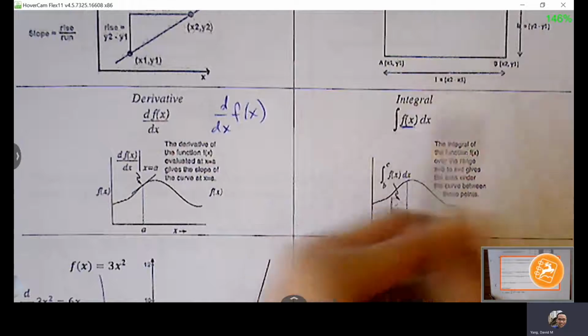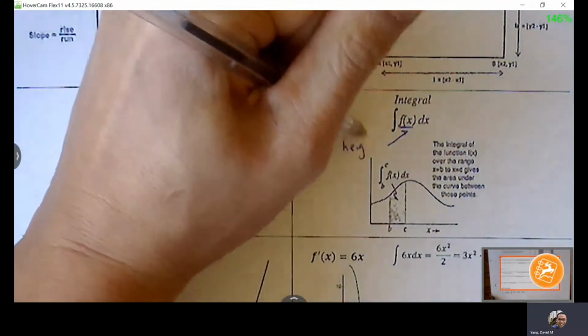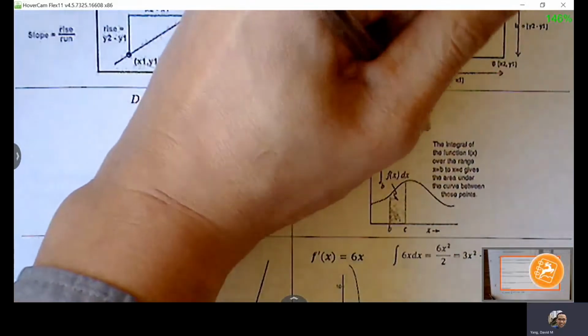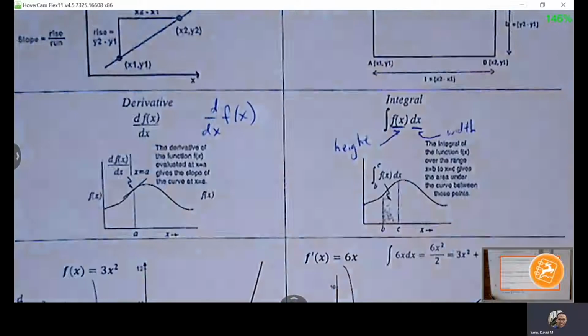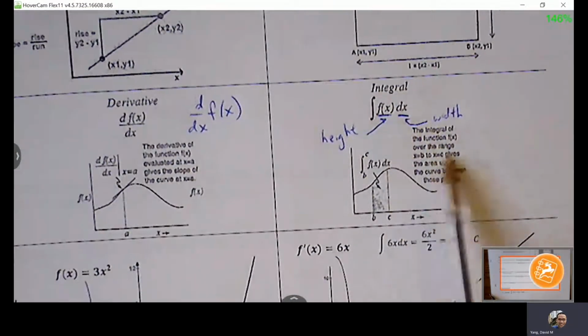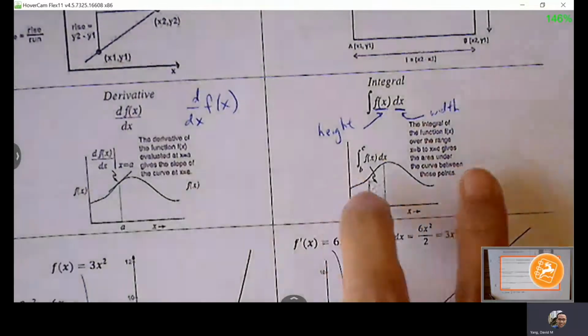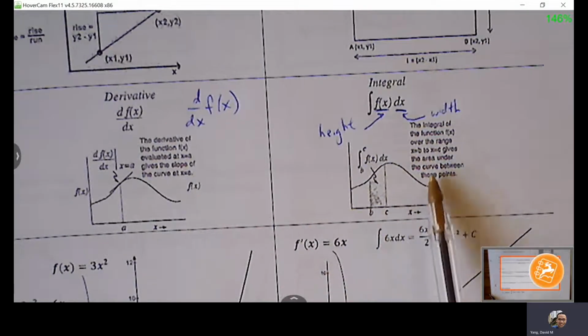So f of x represents the height at any moment in time, and the dx represents the width. If you think about this as height times width, that kind of resembles the area of a rectangle. All right, so the integral of a function over the range from point B to point C, indicated on this graph, gives the area under the curve between those points.